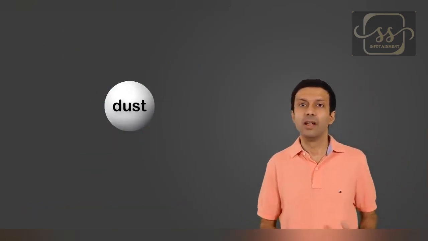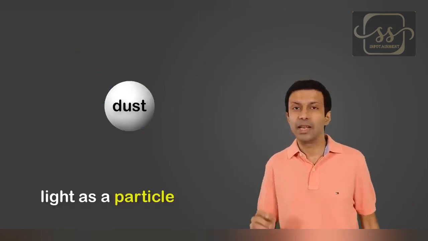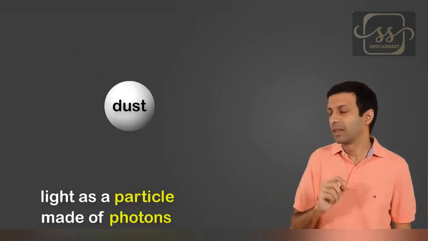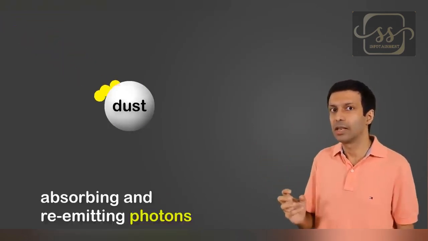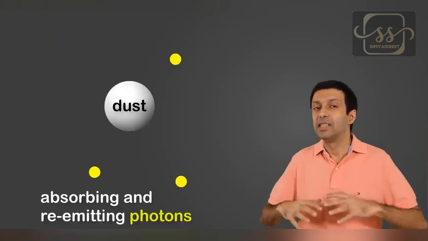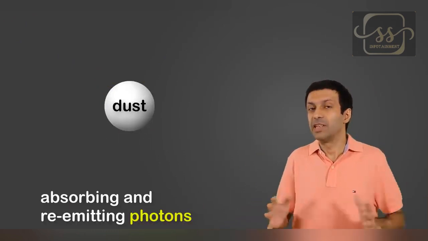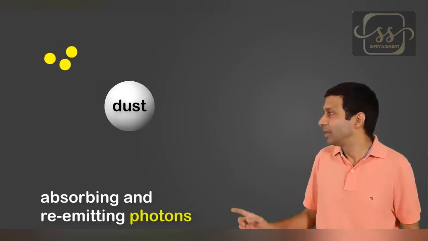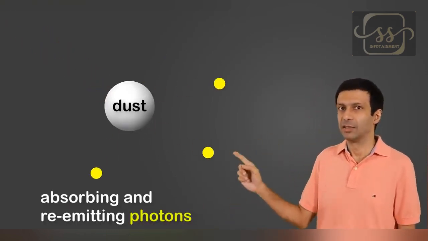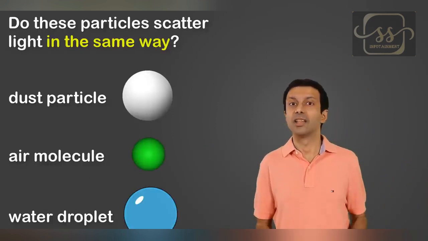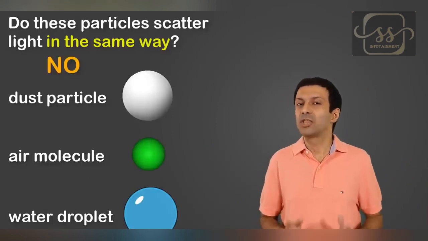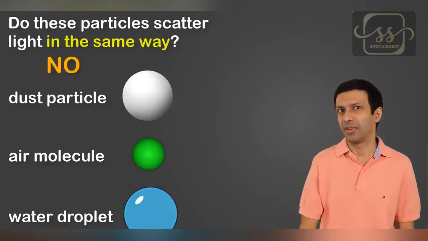Now if we consider light as a particle made up of photons, then we say that these particles are absorbing the photons and re-emitting them in different random directions, and so we say the light is scattered. Now, do all these particles scatter the light in the same way? The answer is no. Let's go ahead and compare their scattering.